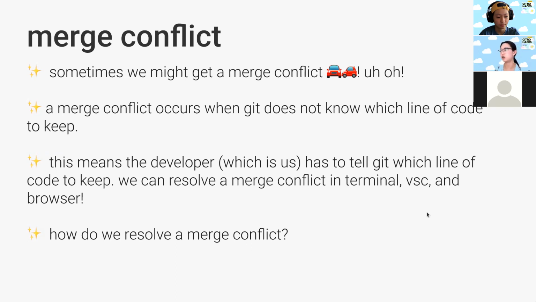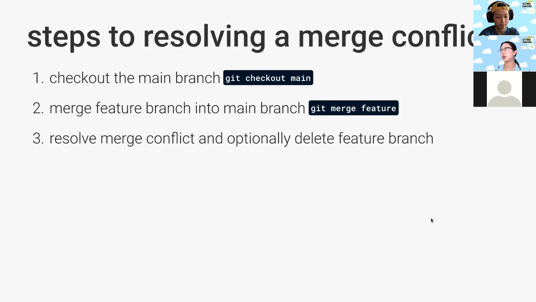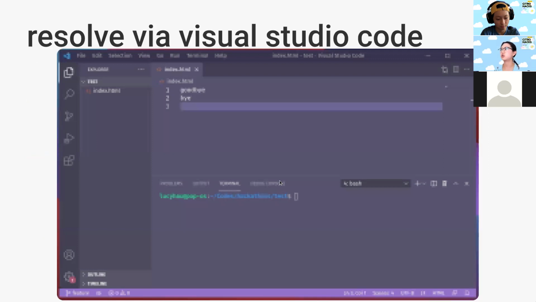So how can we resolve a merge conflict? These are the steps reiterated again. You check out the main branch, you merge the feature branch, and then you resolve the merge conflict and optionally delete the feature branch.